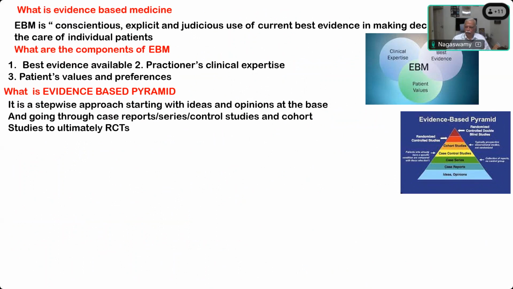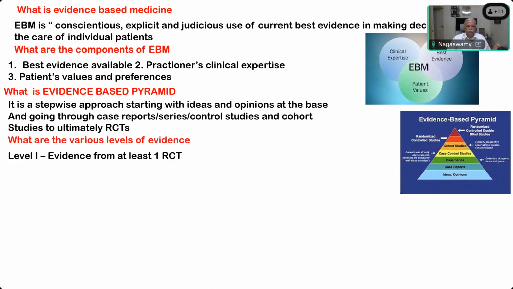So it's a stepwise approach, starting with ideas and opinions at the base and going through case reports, series, control studies, cohort studies, ultimately to randomized controlled trials. What are the various levels of evidence? All of you would have heard about levels of evidence and recommendations. These are the two things you have to remember if you want to remember evidence-based medicine. So evidence is divided into levels and treatment is divided into recommendations.